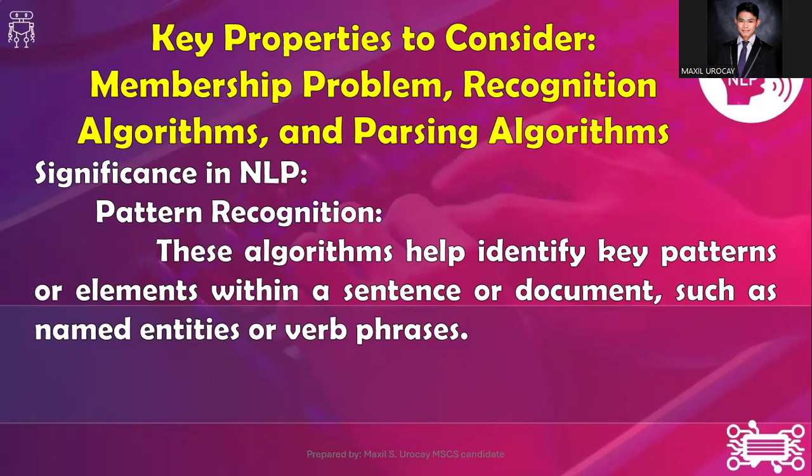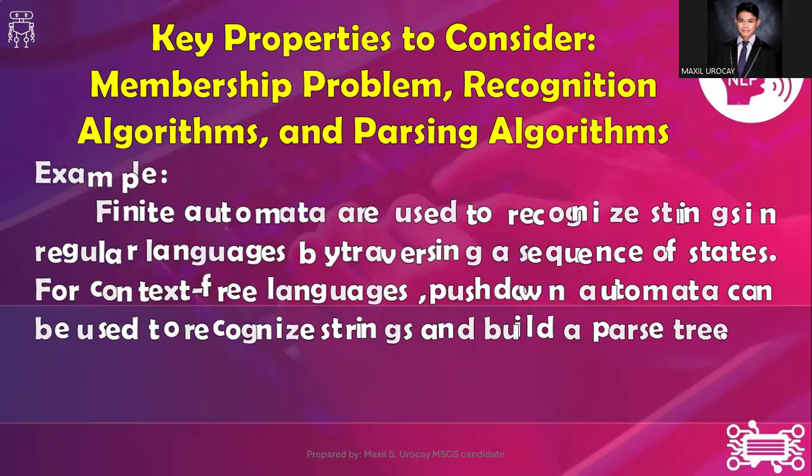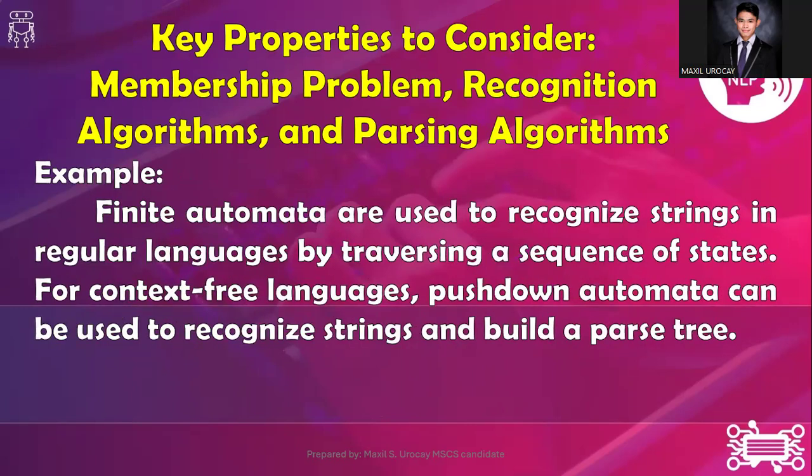For example, finite automata are used to recognize strings in regular languages by traversing a sequence of states. For context-free languages, pushdown automata can be used to recognize strings and build a parse tree.